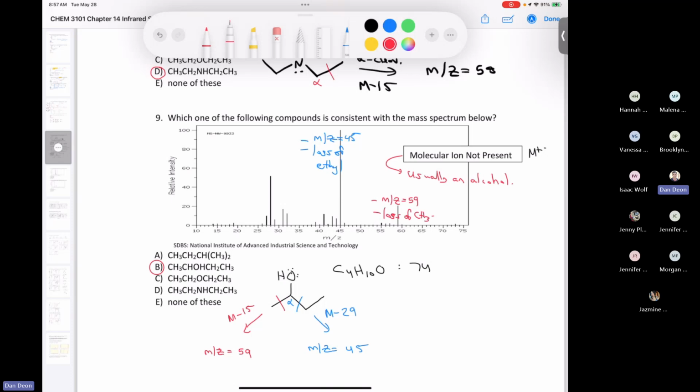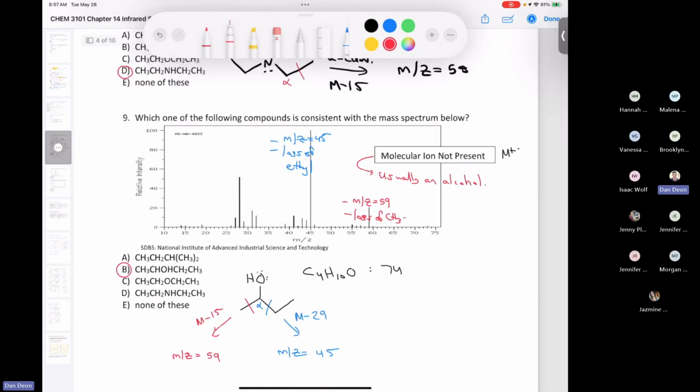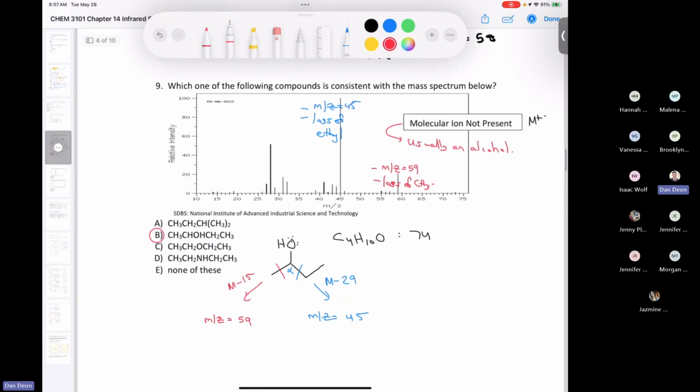So there you go. And if you're wondering, what about loss of water? Well, if we take 74 minus 18, we would get 56. And it doesn't look like there's a strong peak at 56. So I would say, maybe there just isn't a strong fragment for the loss of water for this compound. So that's kind of how you would do this one. But again, you would kind of have to have this information: when there's no molecular ion, oftentimes it's an alcohol because they just fragment so quickly.